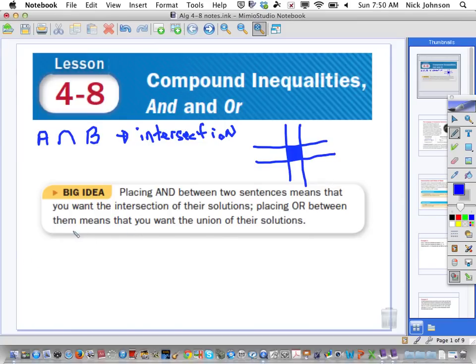Placing or between them means that you want the union of their solutions. So how we note unions is A, U for union, B. And this means union. And what you can think of it as is a wedding ring. And this is going to be an ugly cut diamond.